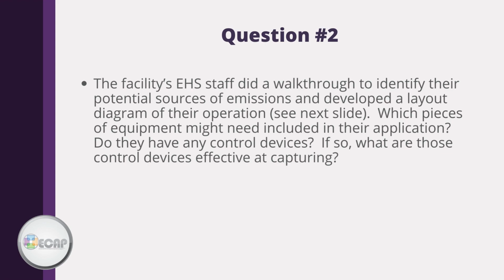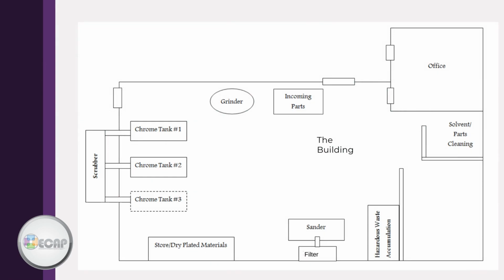The facility walkthrough is a great way to identify all potential emission sources. A simple diagram of the facility and process flow can help ensure that all applicable information is gathered, including any control devices that are in place. For our bright and shiny chrome company, the walkthrough has been completed and the diagram has been developed. What might need to be included in their permit?